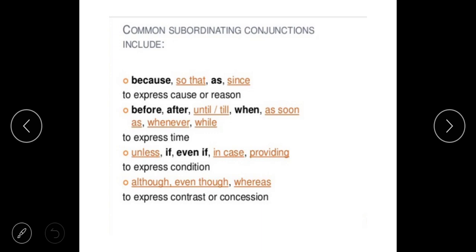ये कि सारे के सारे हमें क्या दिखाते हैं, to express cause और reason. because में भी हमें cause reason पता चलता है, so that में भी, as में भी, since में भी. Before, after, until, till, when, as soon as, whenever, while. ये सब हमें क्या express करते हैं, time. Unless, if, even if, in case, providing, these express the condition. Although, even though, whereas, to express contrast or concession.